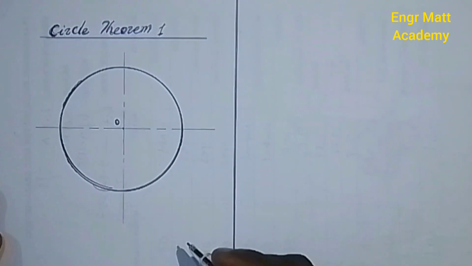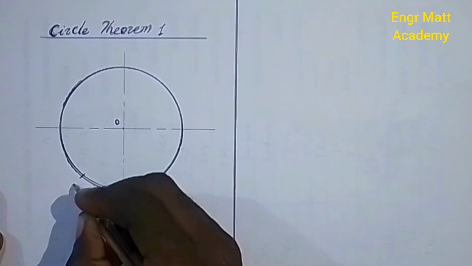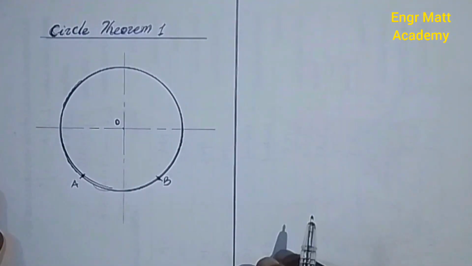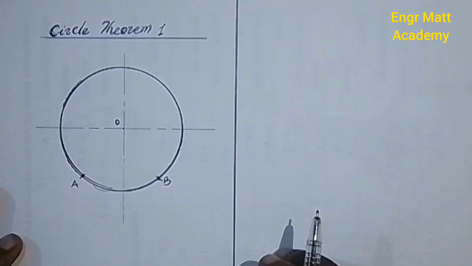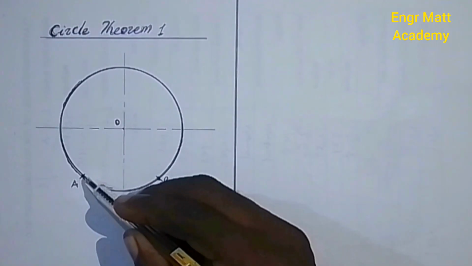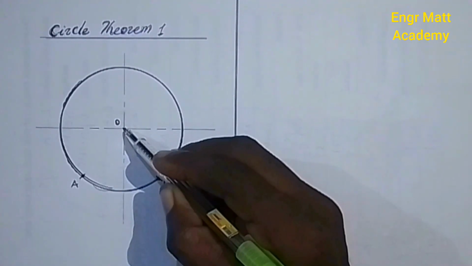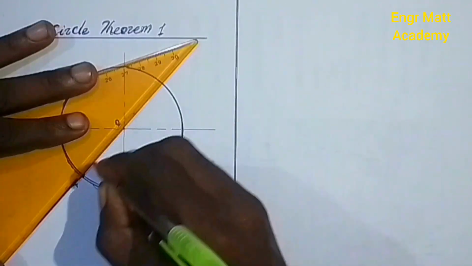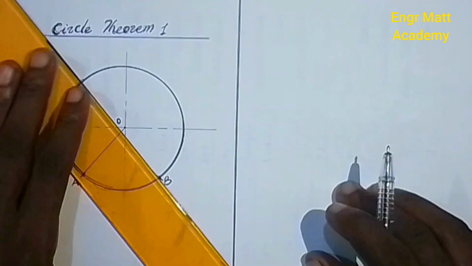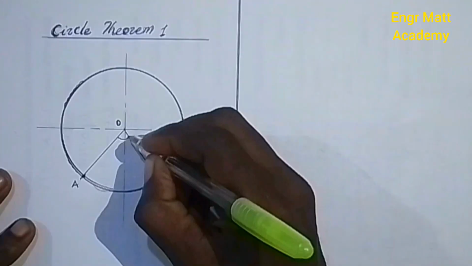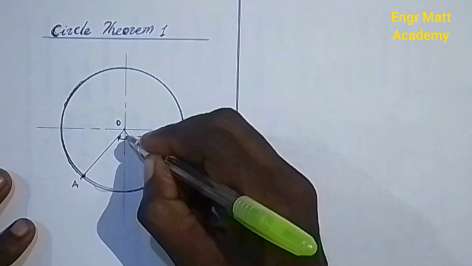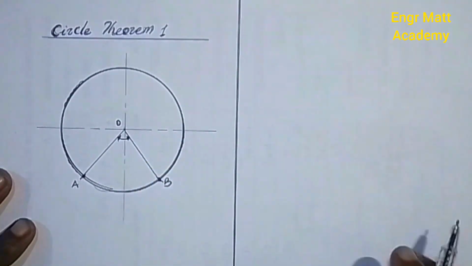Let's assume we have 2 points. Let's call this A, call this other point B. So we have 2 points on the circumference of the circle. If we draw a line from point A to the center of the circle like this, and we'll draw another line from B to O like this, these 2 lines will form an angle at the center of the circle.